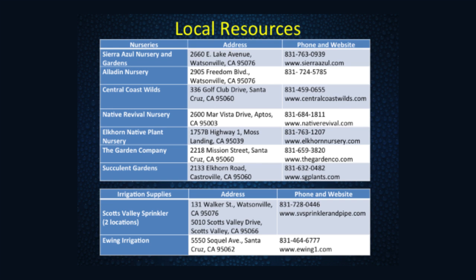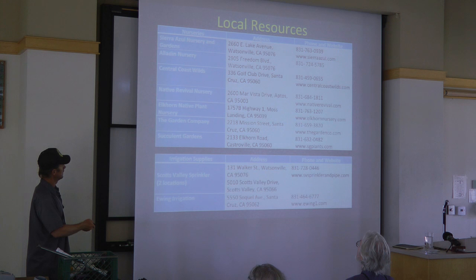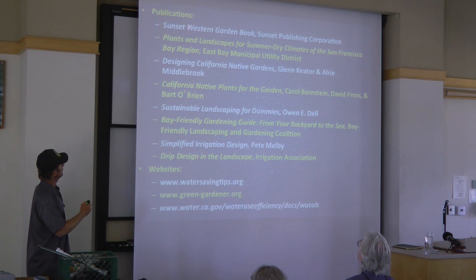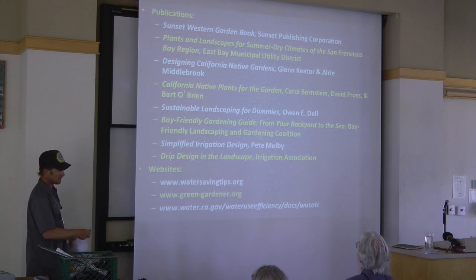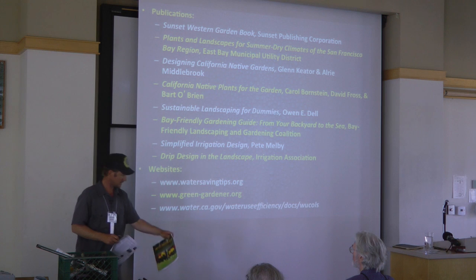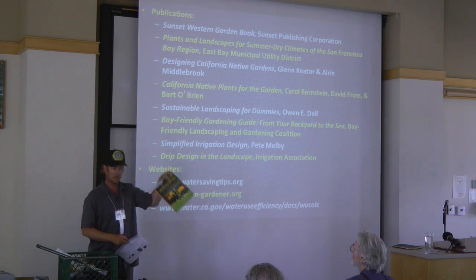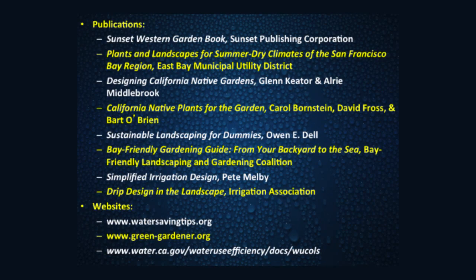Okay, here's some local resources for nurseries, irrigation supplies. Again, this will be available very shortly online. And then some publications. So there's Drip Design in the Landscape by the Irrigation System. There's also Simplified Irrigation by Pete Nelby. Of course, you should all know about the Sunset Western Garden Book. Lots of good information in there about plant water requirements in different regions of the state. And that's it.